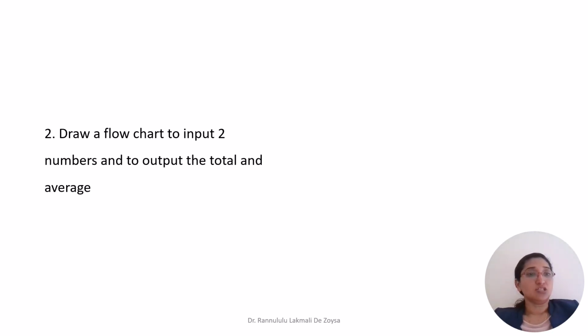Next exercise. Draw a flow chart to input two numbers and to output the total and the average. Do you need to make a decision here? Do you need to decide something? No. Do you have to do something repeatedly again and again for many times? No, you need to input only two numbers, and once you get the two numbers, you need to add these two numbers and you need to find the average, and you need to display the total and the average.